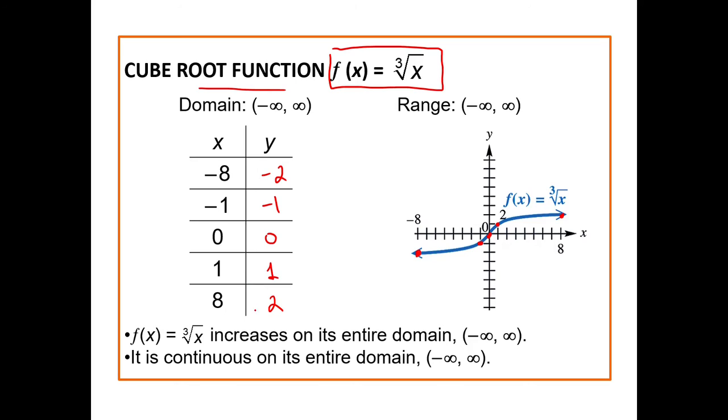Make sure you make a table and then plot the points in the graph so you know how to do it. It increases on its entire domain from left to right, from negative infinity to infinity, and it is also continuous from negative infinity to infinity.